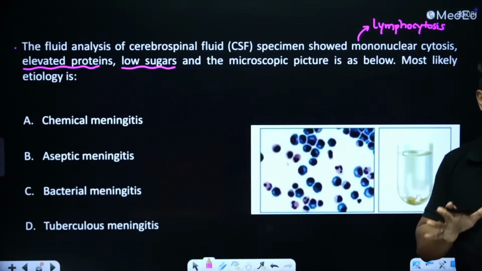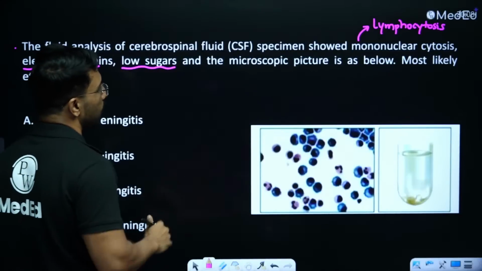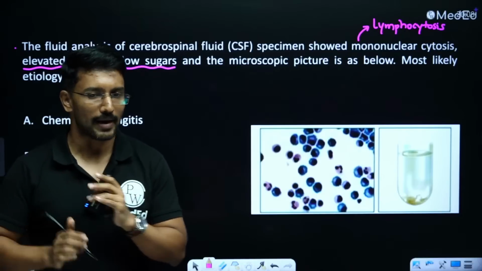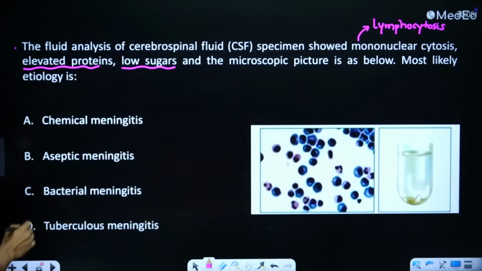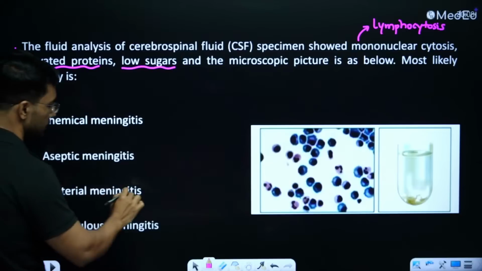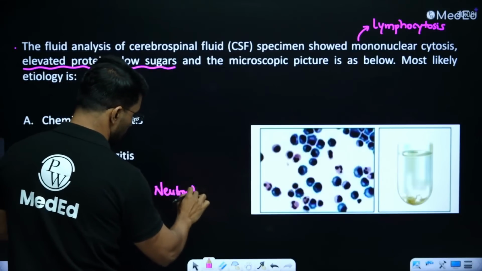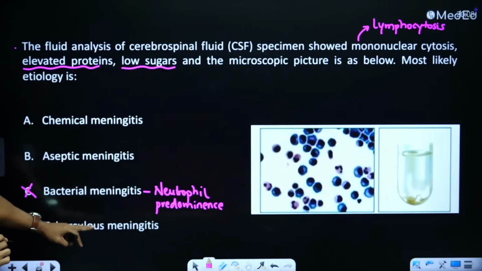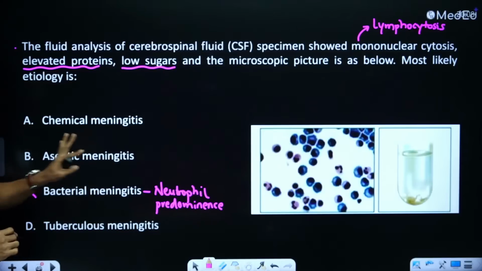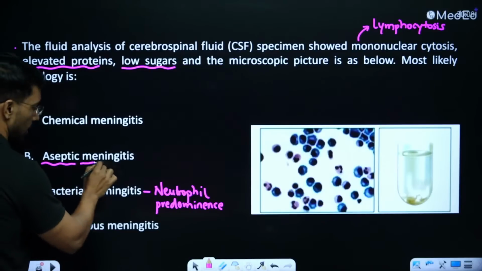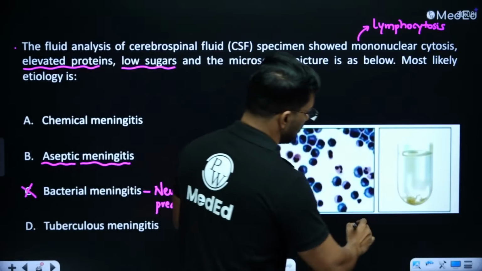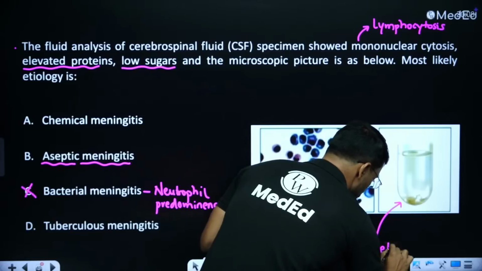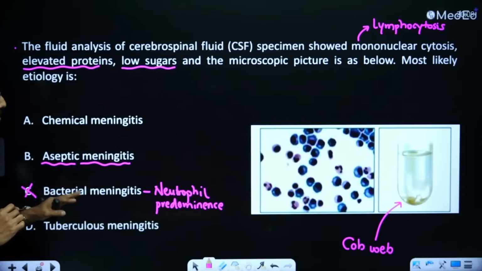When we have a lymphocyte predominant CSF picture, what are our differential diagnoses? We think of viral, fungal and tubercular. One thing we can rule out is mostly bacterial. Among the available options, bacterial meningitis is the first thing that I can strike out, because here we are going to get neutrophil predominance. TB, chemical meningitis, aseptic meningitis, viral meningitis, we may have lymphocyte predominance. What is an extra point here? In the bottom of the test tube, you can see some thread-like material floating, which is called cobweb formation. That is one clue which is going in favor of tuberculous meningitis. There is another clue. What is that?